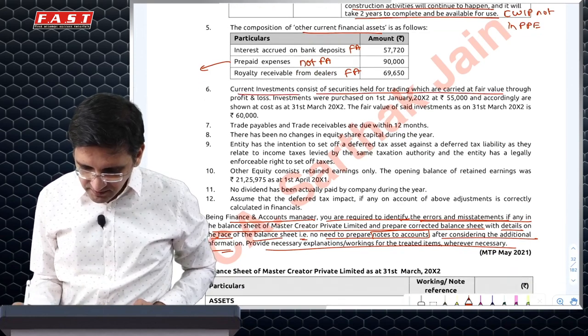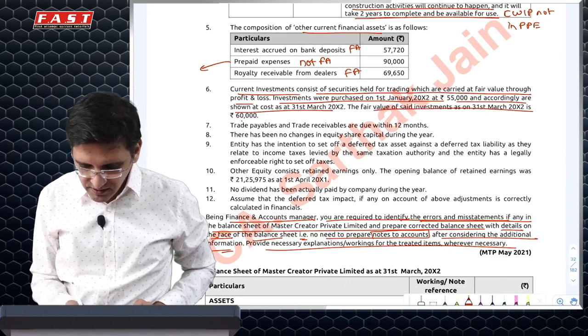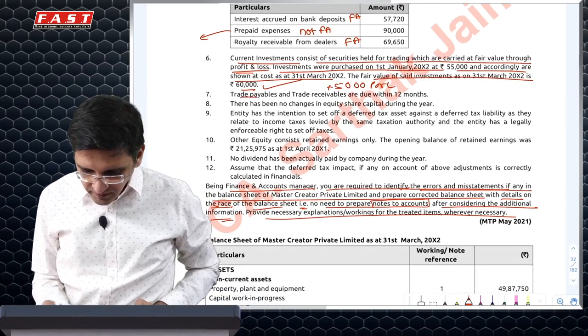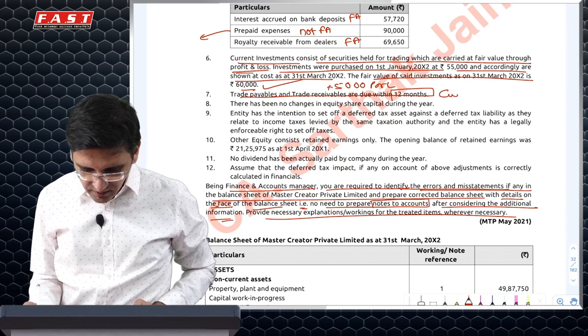Current investment consists of security, fair value through PRL, purchase 55, shown at cost, fair value 60. So recorded at 60 and book 5,000 gain in PRL because this is through FVTPL. Due within 12 months, so current.